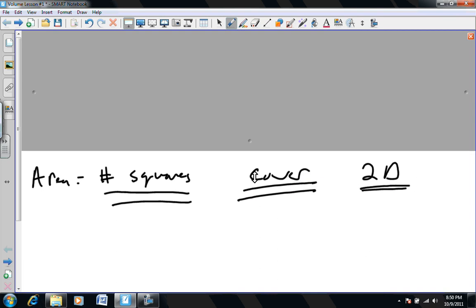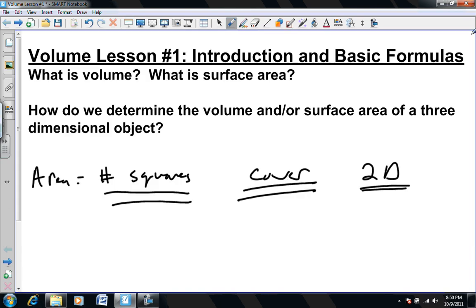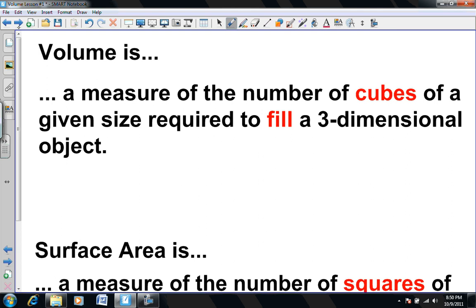In this lesson, what we're going to be talking about is the next step. We're going to be moving up to three-dimensional objects, and we're going to be talking about the concepts of volume and surface area. We're just going to jump right into it and talk about what volume is. We're going to talk about what surface area is, and we're going to learn how we can evaluate or calculate those things. So let's get right into definitions.